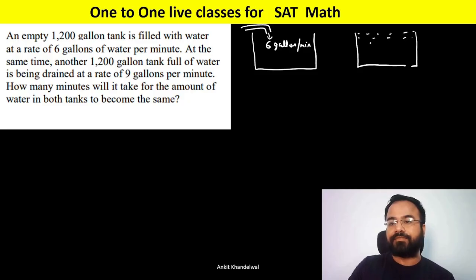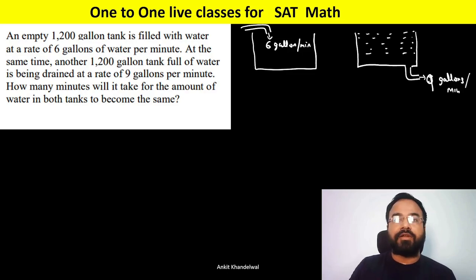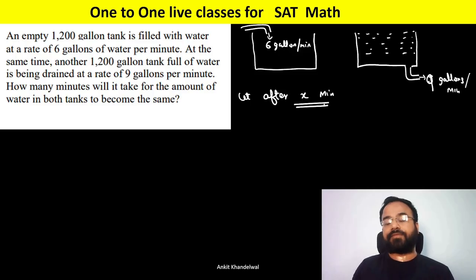And there is another tank over here which is filled with water, and it is being drained at the rate of 9 gallons per minute. Right, now we want to find after how many minutes the amount of water in both tanks will be the same. So we can say let it happen after x minutes.